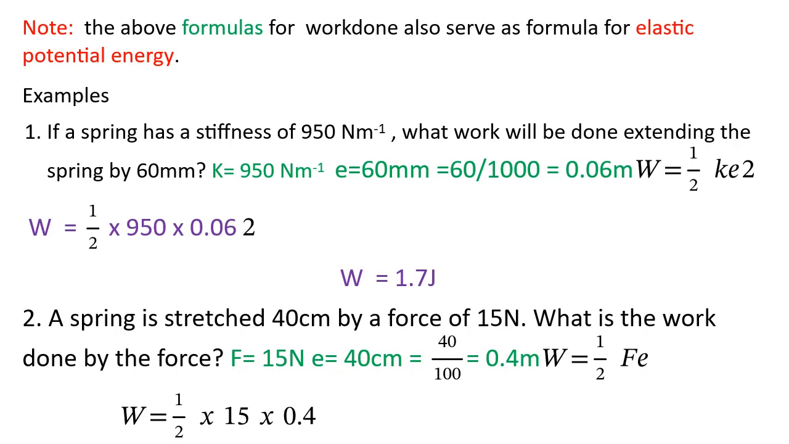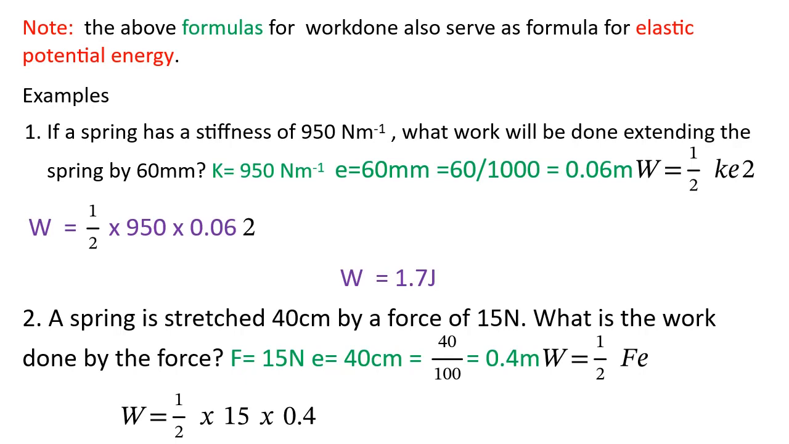Example 2. A spring is stretched 40 centimeter by a force of 15 Newton. What is the work done by the force? Write out what we have. We have the force. The force is 15 Newton. The extension is 40 centimeter. Therefore, you have to convert it to meter. When you convert, you divide by 100. And therefore, it's 0.4 meter.